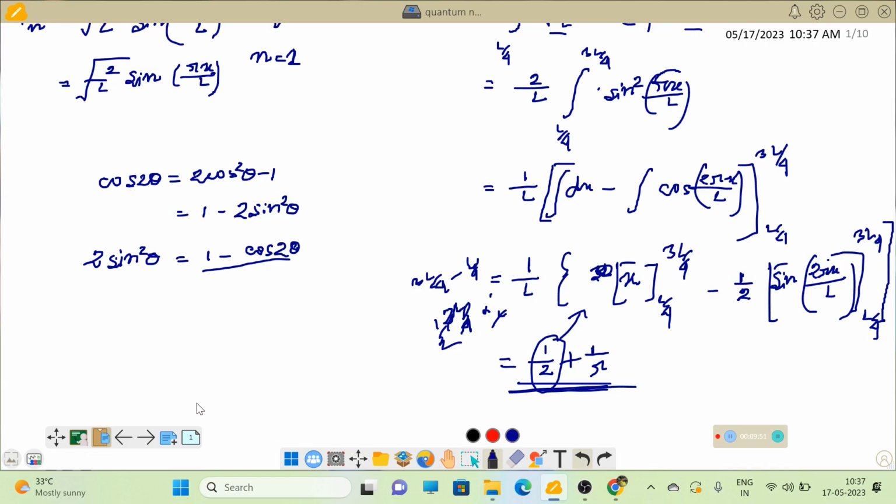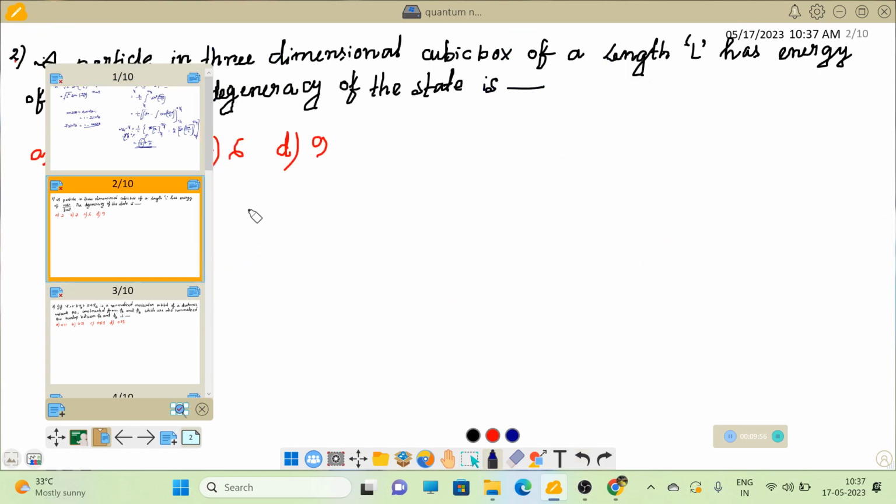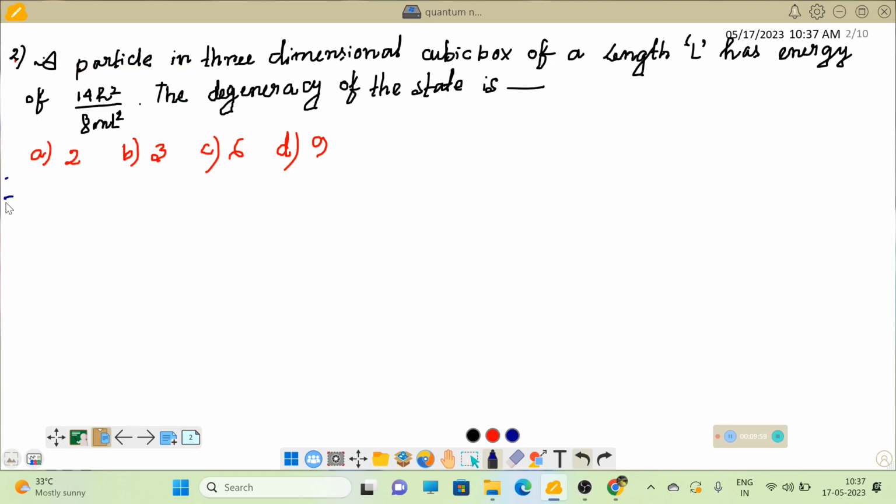So coming to the next question, I am not wasting too much time because the video will be too long. A particle in the three-dimensional box, you have to see the keywords. Particle in 3D box and length of L has energy given here. The degeneracy of the state. So I think most of you can do this problem, but let me do it, and if you have any doubt, it will be cleared. So you have to watch the keywords of the questions.